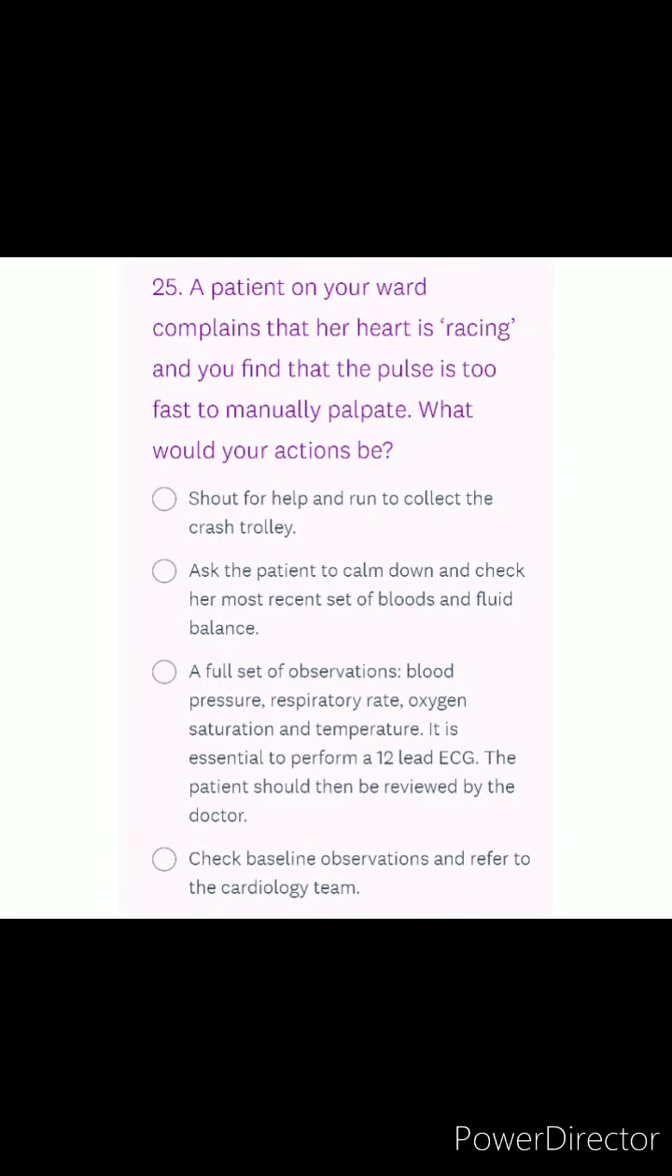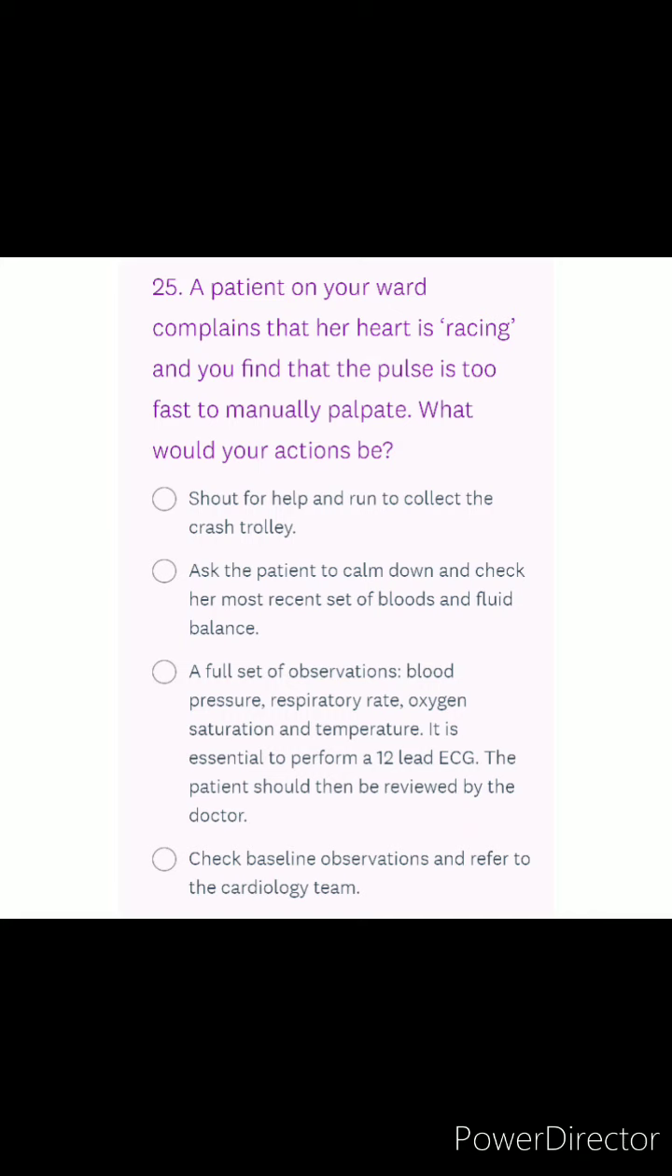Moving on to question number 25. A patient on your ward complains that her heart is racing and you find that the pulse is too fast to manually palpate. What would your actions be? Option A. Shout for help and run to collect the crash trolley. Option B. Ask the patient to calm down and check her most recent set of bloods and fluid balance. Option C. A full set of observations: blood pressure, respiratory rate, oxygen saturation, and temperature.